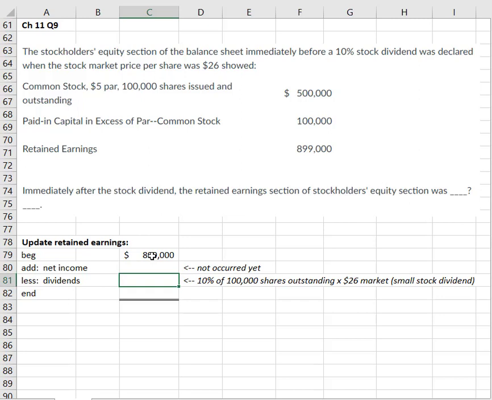So what would you remove here? You would remove the stock dividend. So that would be 10% of the shares outstanding. They've got 100,000 shares outstanding. And it would be done at the market per share. So we would subtract 10,000 shares, that's 10%, times the $26. And so the ending retained earnings would be the $639. All right, let me know if you have any questions.